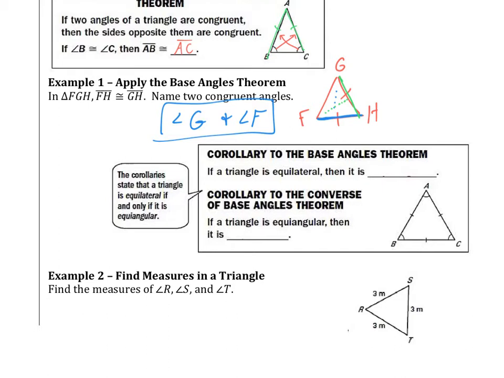Then we have a corollary to the base angles theorem. It says, if a triangle is equilateral, then it's also equiangular. So basically, if all of the sides are the same, then all of the angles are the same. Likewise, if a triangle is equiangular, then it's also equilateral. So basically, three congruent angles means three congruent sides, or three congruent sides means three congruent angles.